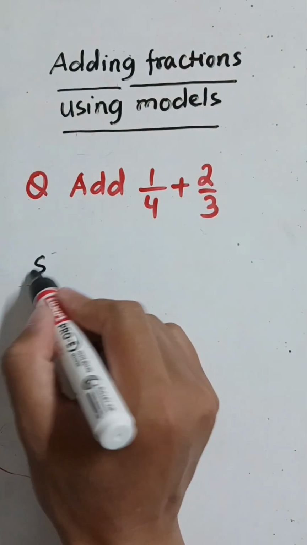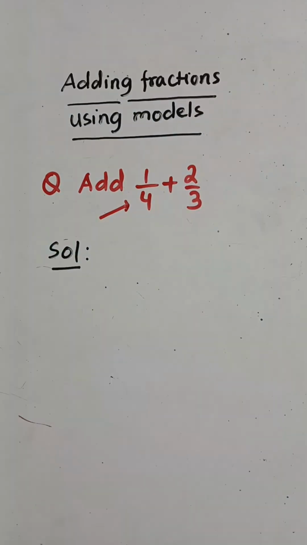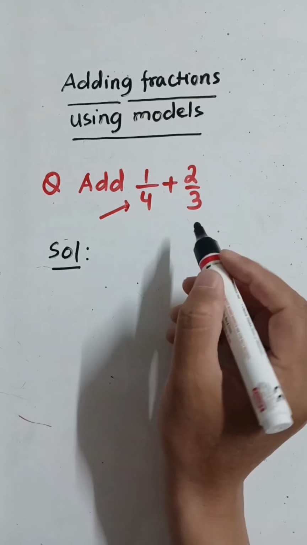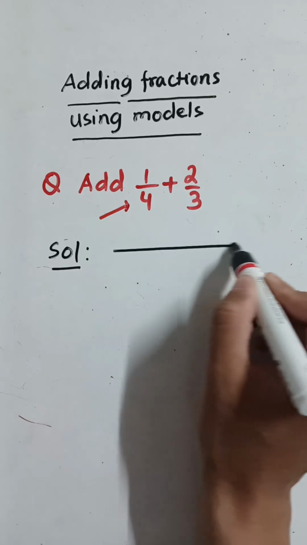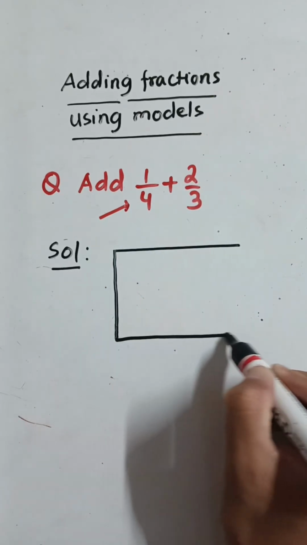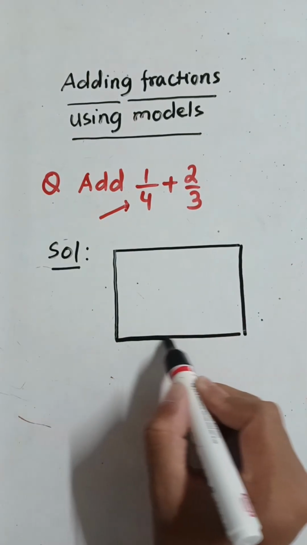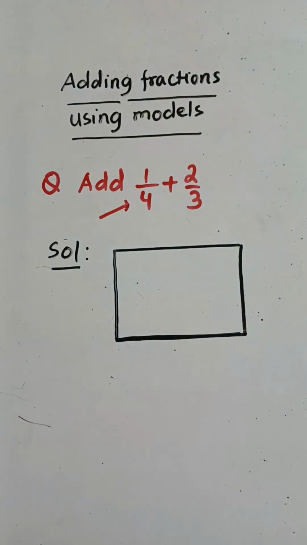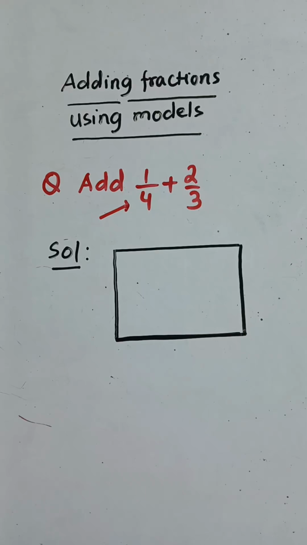In order to find the sum of these two fractions, I'm going to use a rectangular grid like this. A rectangular grid is a rectangular box, and this is an incomplete box for now. In order to complete this, we first need to look at the first denominator.